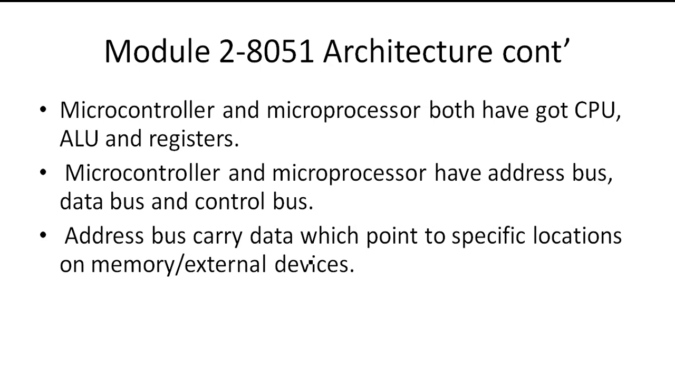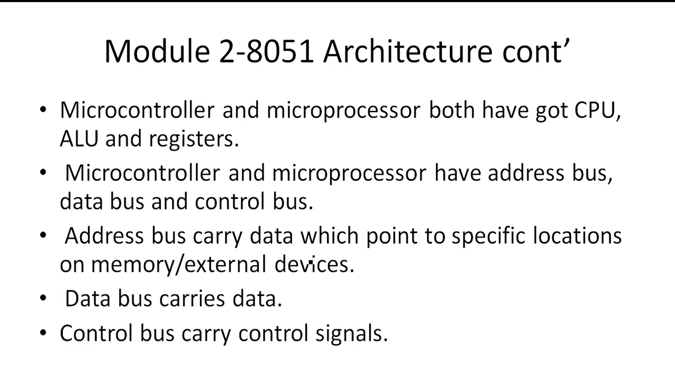And here is what the address bus and data bus are. The address bus carries addresses which point to a specific location in memory or an external device. The data bus carries data to and from the microprocessor and controller. The control bus carries control signals. So these operations and functions are also common for both microprocessor and microcontroller.